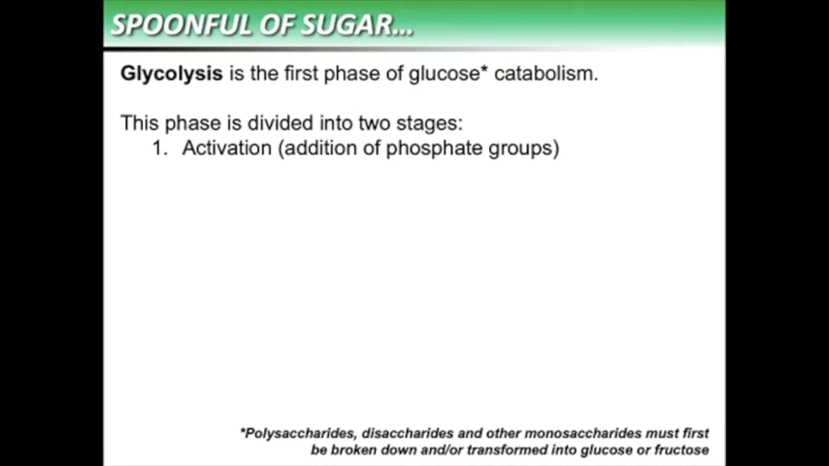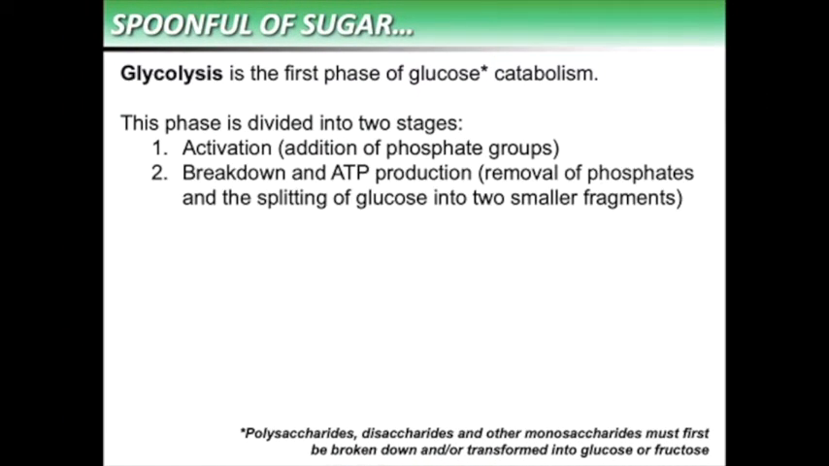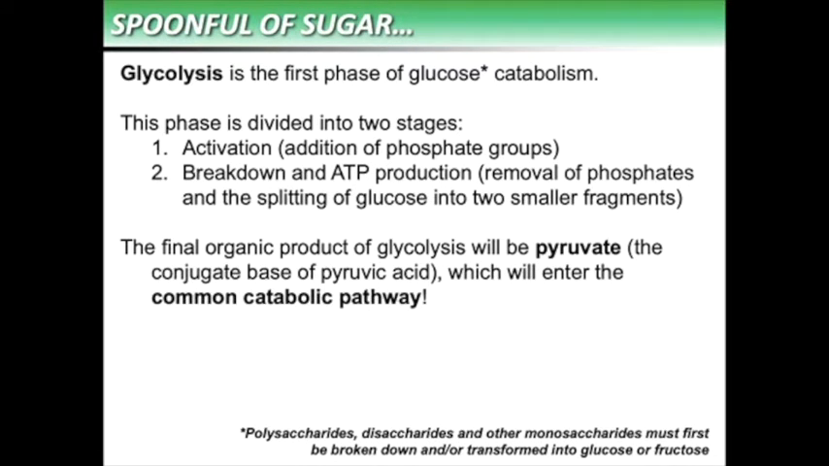Okay, so that's the first thing we're going to do, is activate by adding phosphates, and then eventually that's going to cause a rupture of the molecule. We're going to break the glucose into two smaller fragments, and then we're going to remove the phosphates and make some ATP. The final organic product of glycolysis is something called pyruvate.